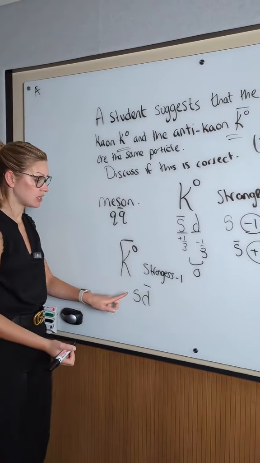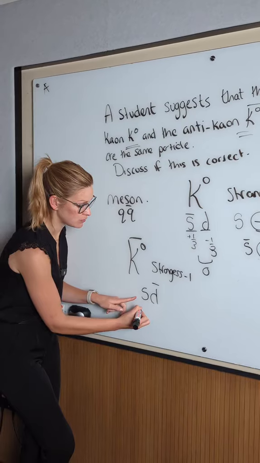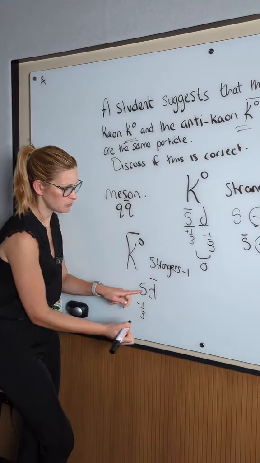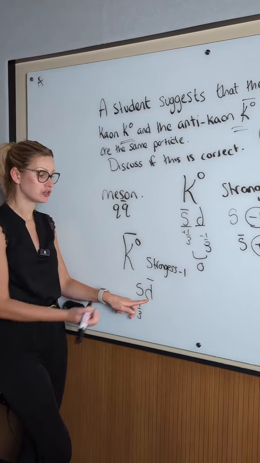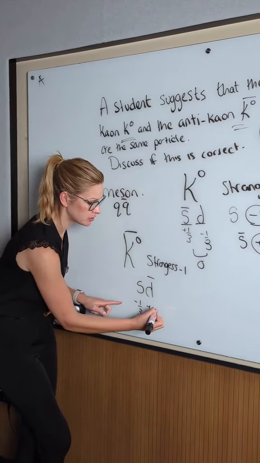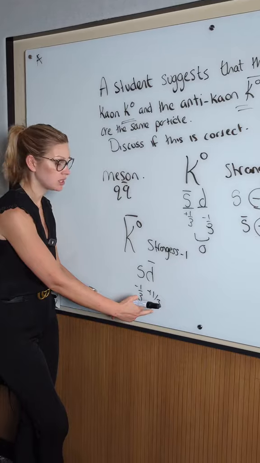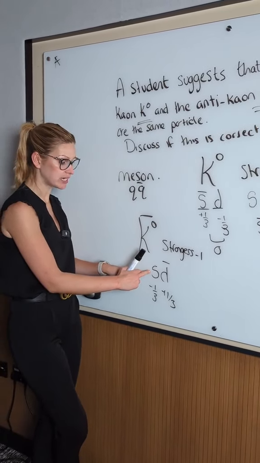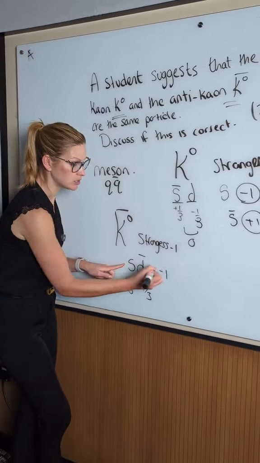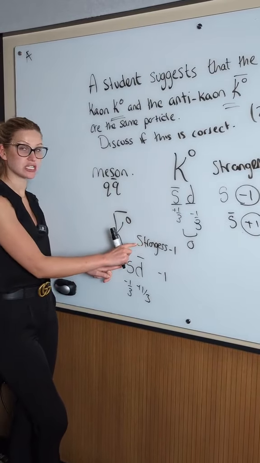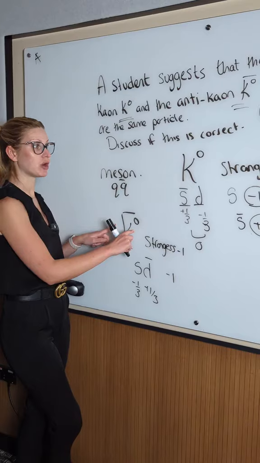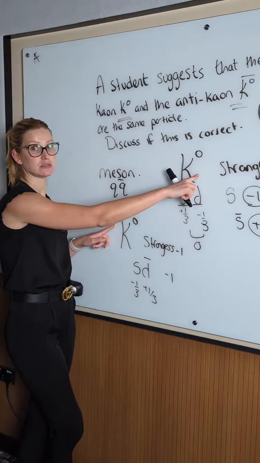So just to check that, my strange particle's got a charge of -1/3. My down particle's got a charge of -1/3, but it's anti, so it's +1/3. Overall, they balance to 0. The strange particle has a strangeness of -1, which makes sense because I need a strangeness of -1 because it's the antiparticle of the kaon, okay?